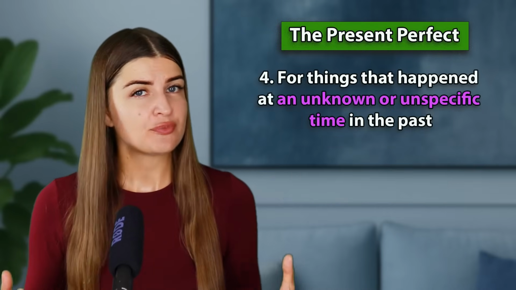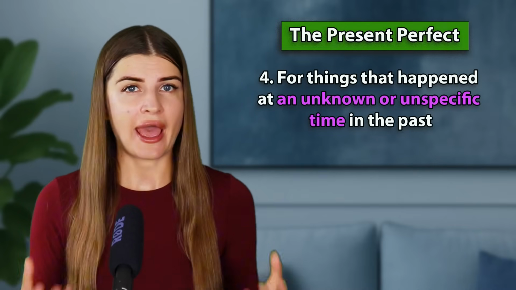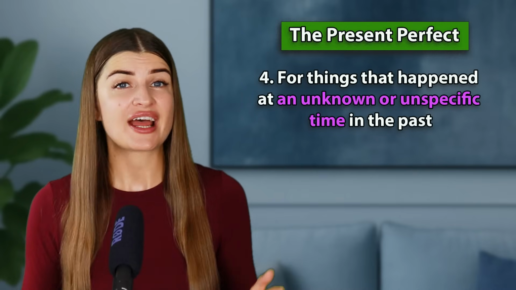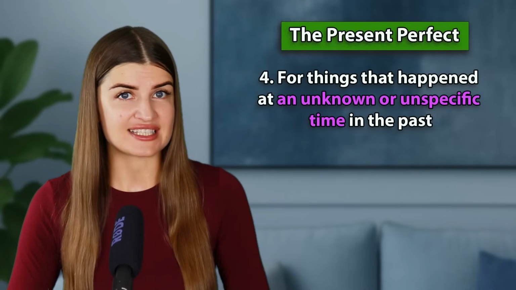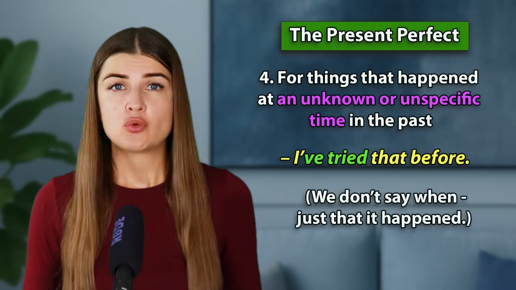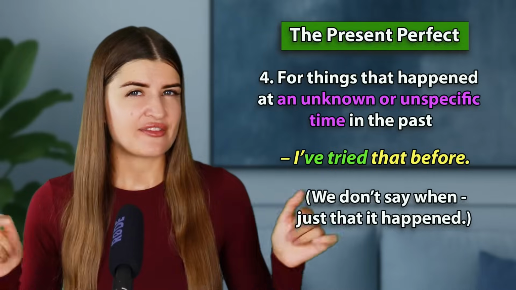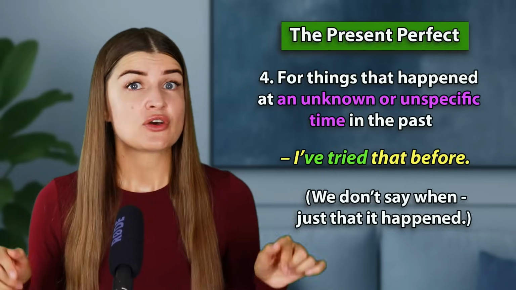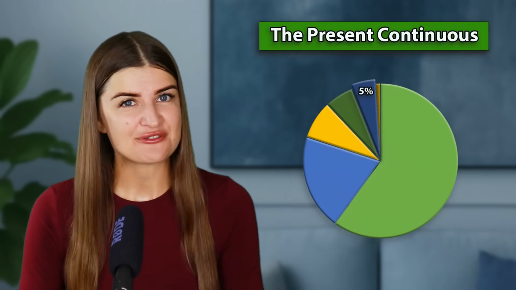We use present perfect for things that happened at an unknown or unspecific time in the past. For example, I've tried that before. We don't say when, just that it happened. So even though the present perfect looks fancy, it's actually very useful, and you're probably already hearing it all the time. Alright, time for the last verb tense of the day, the present continuous.